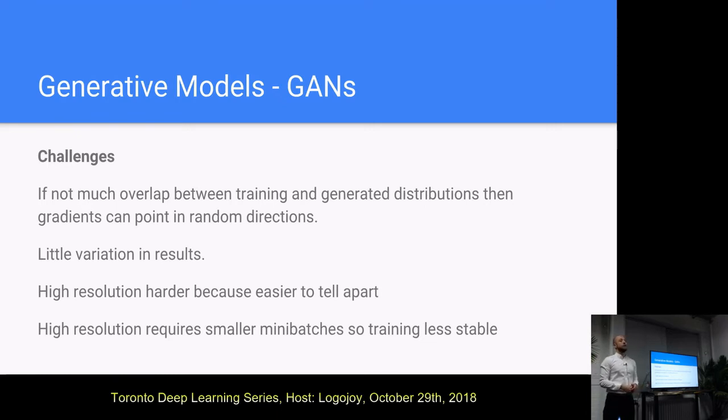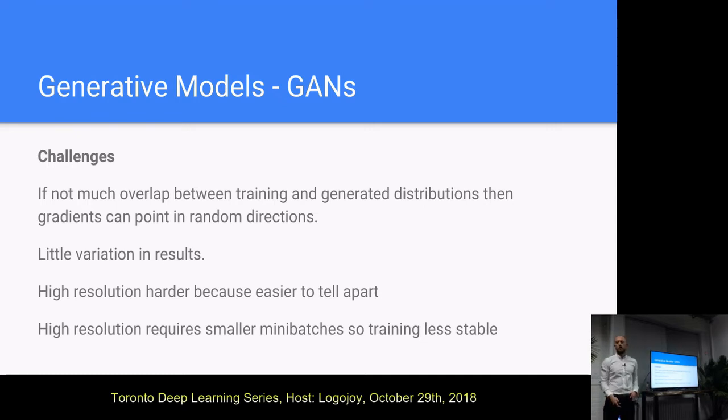High resolution GANs are a lot harder because you can imagine if I'm training a GAN on 64 by 64 images, fairly low resolution, my generated images will look a lot more similar to my real data than if I'm doing 1024 by 1024. Because there's a lot more detail, there's a lot more high frequency information for the discriminator to cling onto to be able to quickly identify what's real and what's generated. There's also this point of, just from computational memory perspective, if you're generating higher resolution images, you need a smaller mini-batch, and this can destabilize training.